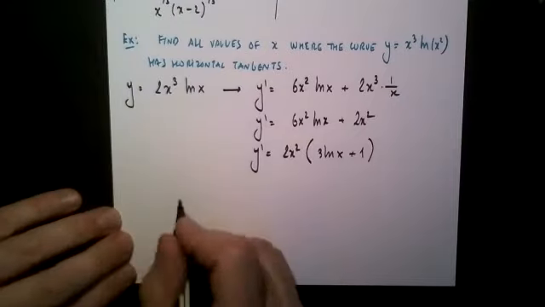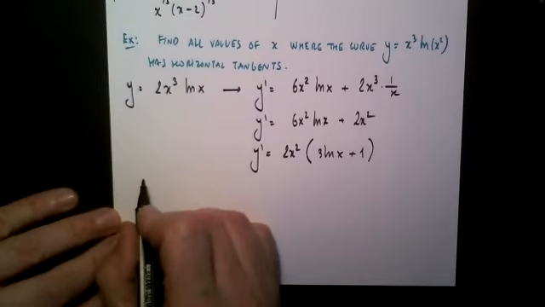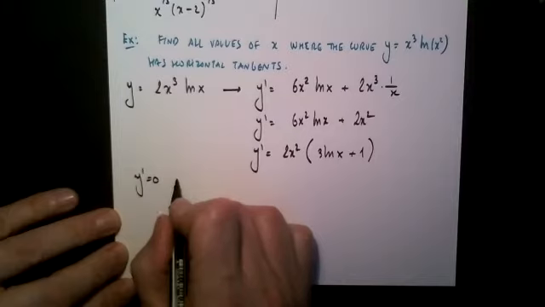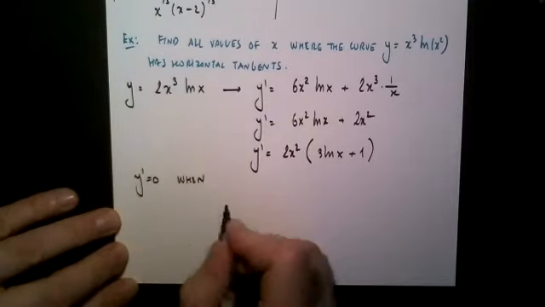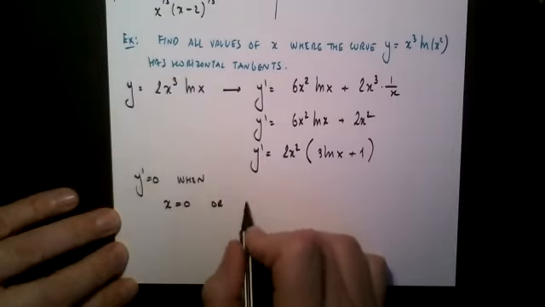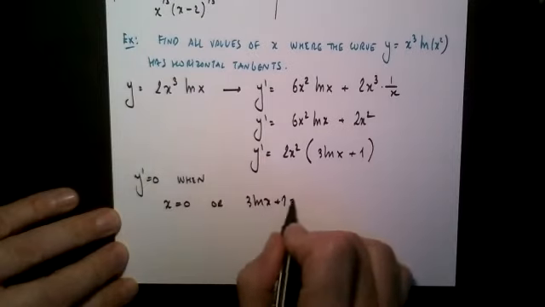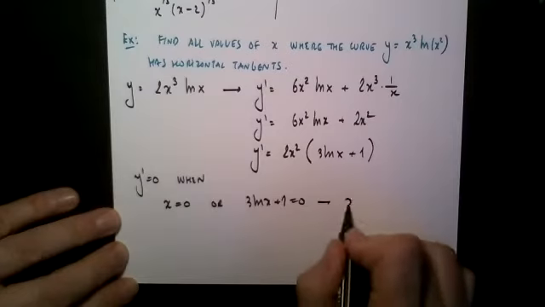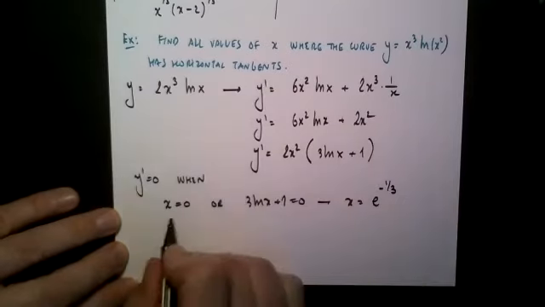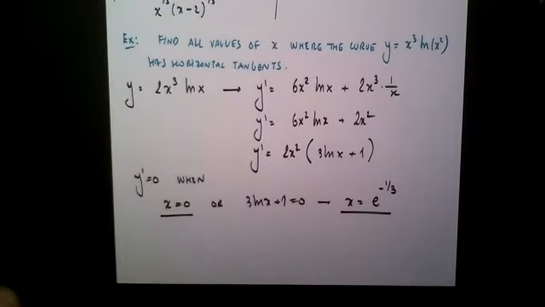Okay, so y prime equals 0 when two things, either x is 0 or 3 ln x plus 1 equals 0, which means that x is e to the power of -1/3. There you go. There are 2 values for which the function has a horizontal tangent.